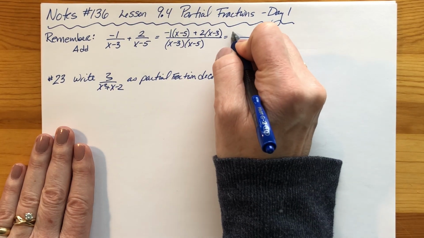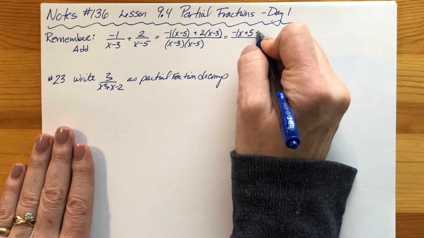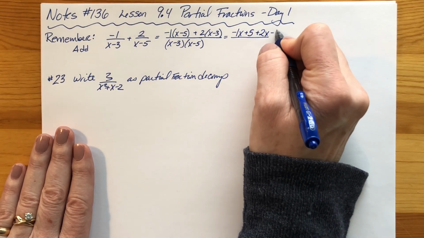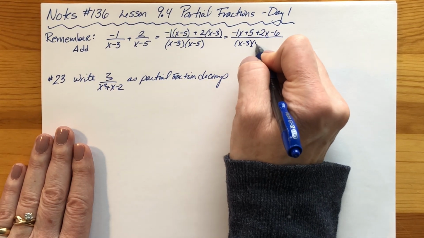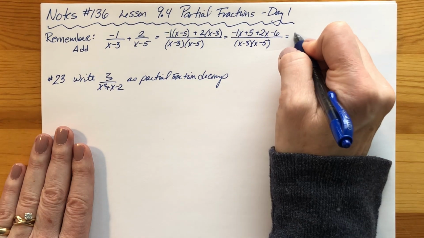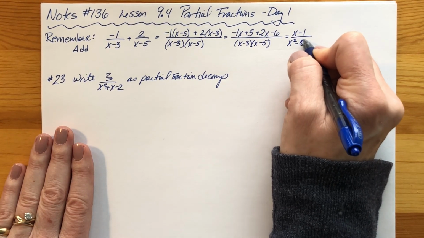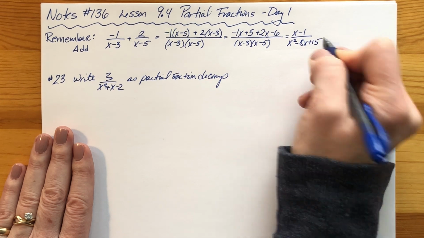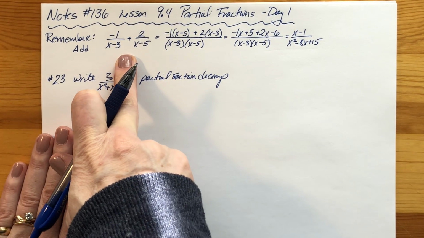So this would be -1x plus 5 plus 2x minus 6 all over x minus 3 times x minus 5. And then I'd clean it all up, so it would be x minus 1 over x squared minus 8x plus 15. Okay, so what we always did is we started here.